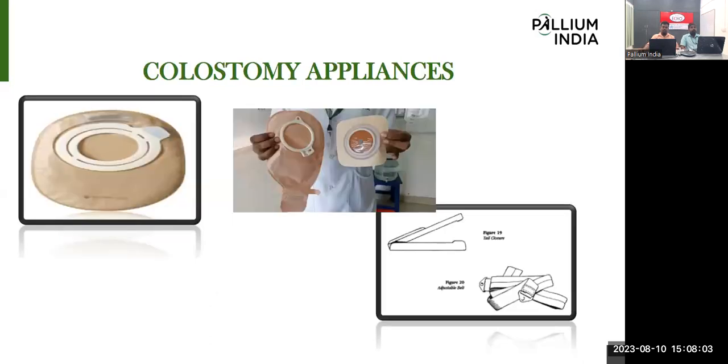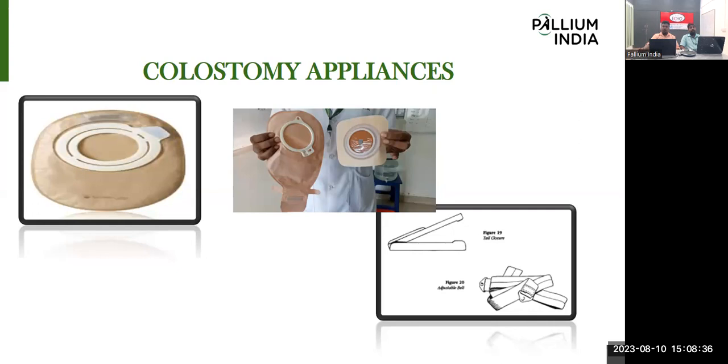Mainly two types of colostomy bags are there. The first one is the one-piece method and the second one is the two-piece method. One-piece method means that along with the colostomy bag, the waste plate, the sticky part, is attached to the bag. If we need to remove the bag, we need to remove it along with the adhesive part from the ostomy site.